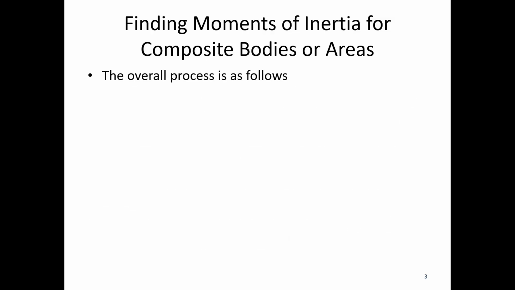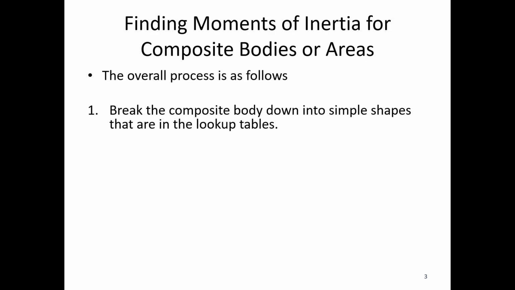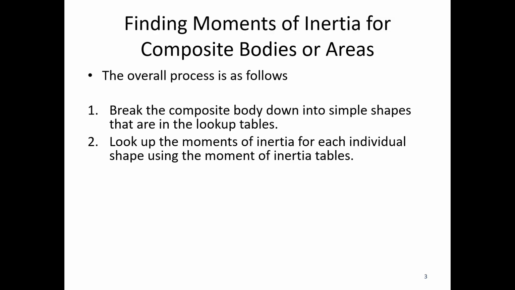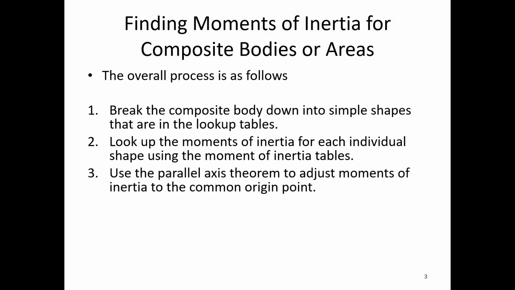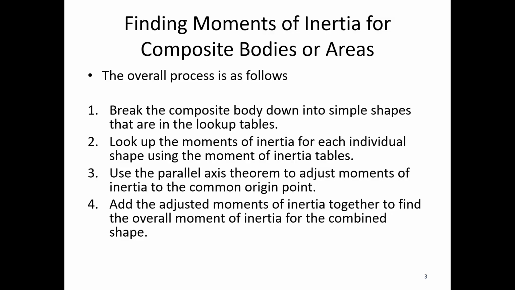So the overall process is going to be as follows. First, we're going to break the composite body down into simpler shapes that are all available in our lookup tables. We're going to look up the moments of inertia for each individual shape using the moment of inertia tables. We're going to use the parallel axis theorem to adjust the moments of inertia to a common origin point, whatever we're rotating the body about in this case. And then we're going to add the adjusted moments of inertia together to find the overall moment of inertia for our combined composite body.